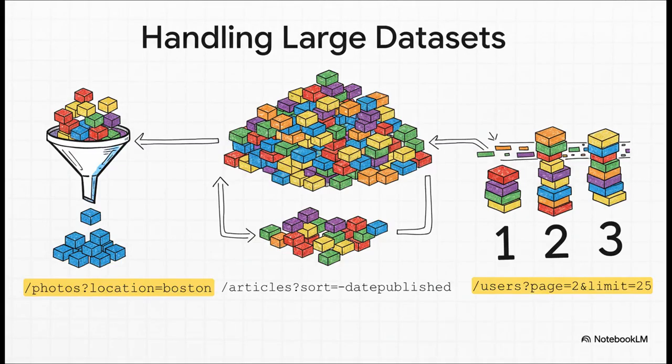Okay, but what happens when you've got a ton of data, like thousands of photos or millions of articles? You can't just send all of that back at once. It would be crazy slow. Instead, a good API handles this gracefully with things like filtering to let you narrow down the search, sorting to get the results in the order you want, and pagination to deliver that data in small, easy-to-handle pages.